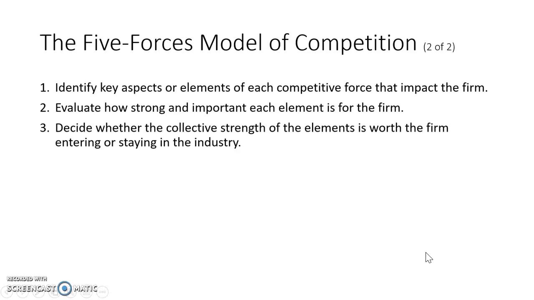So when we use the 5 forces model, we're trying to identify key aspects or elements of each of these forces that might impact a firm, evaluate how strong or important each element is, and decide whether the strength of each element is worth the firm entering or even staying in the industry.